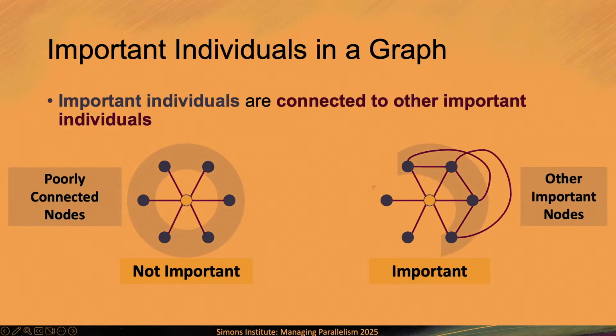So we can see an example here. On the left, even though the middle node has high degree, it's not really connected to other important individuals. In fact, it's connected to a bunch of singletons, which means that it's probably a poorly connected node in general. Whereas this middle node on the right is connected to a lot of other well-connected individuals. So it tends to be more of a central part of your network because it's connected to more well-connected nodes.